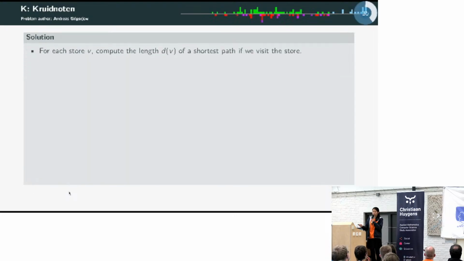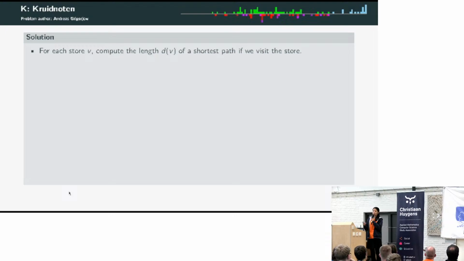Right, so we need two things. The second thing is the probability, but we start with the length of the path. For each store, we need to compute the length of the shortest path if we actually visit the store. This can be done using two Dijkstra runs from vertex 1 and vertex n. Now to evaluate how good they are, we sort the stores by their distance in ascending order, and we assume the best store is V1 and the worst store is Vn.